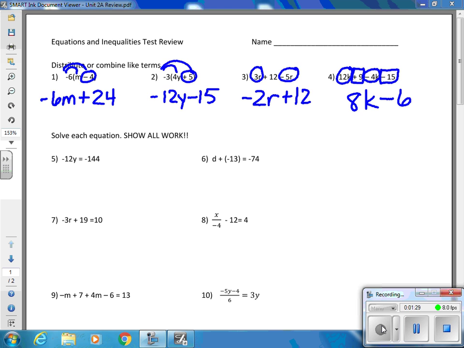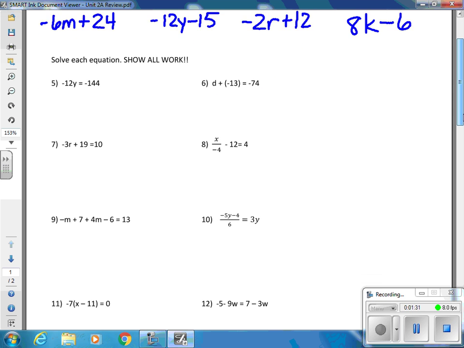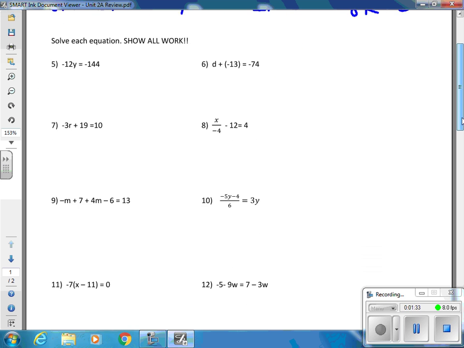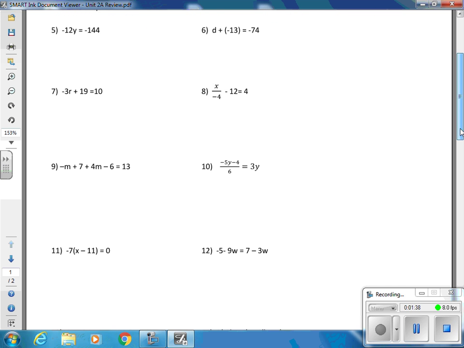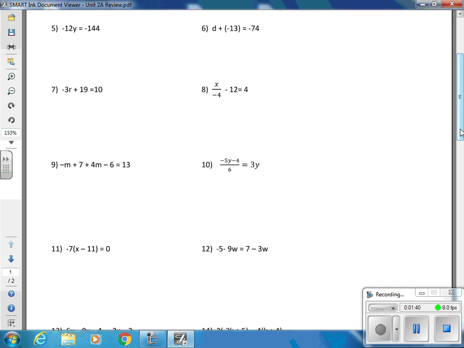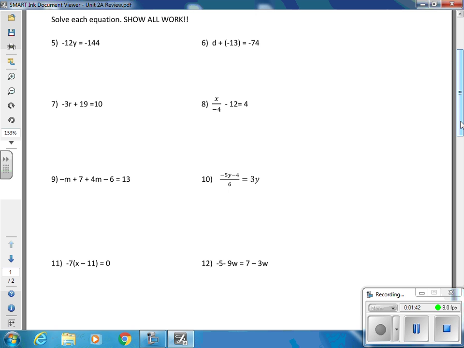Okay, for 5 through 14, you're going to notice that they're all different kinds of equations. We want to pay careful attention to the steps that you're showing and the work that you're providing. You will start off with one step and progress to longer and more difficult questions.